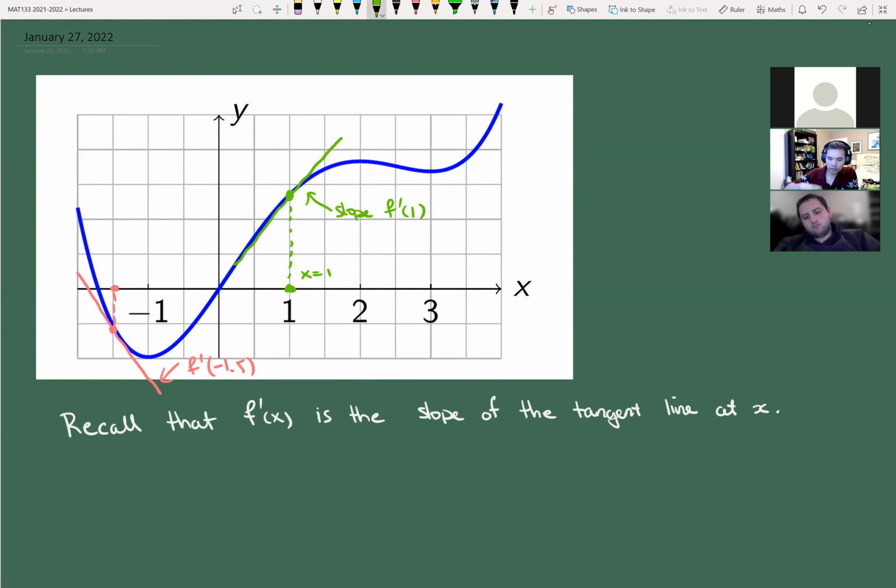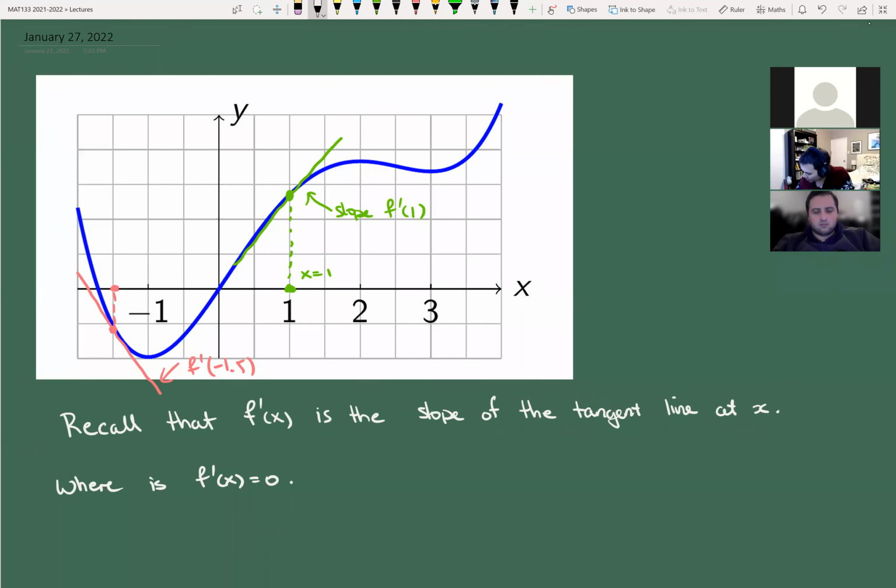So the question said, determine where f prime of x is equal to 0, right? So where is f prime of x equal to 0? What are we asking, right? What kind of line has that slope? Yeah, exactly. A horizontal line, right? Does everyone agree? The horizontal line is the line with slope 0.